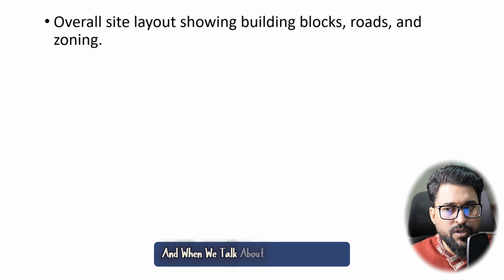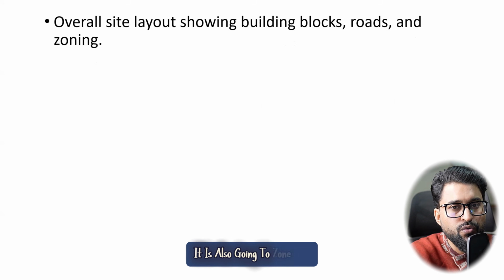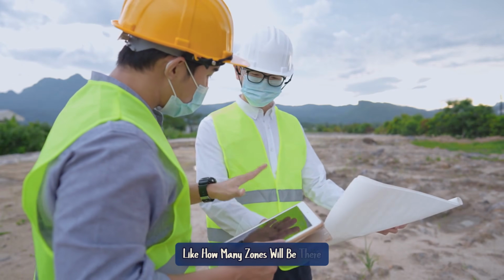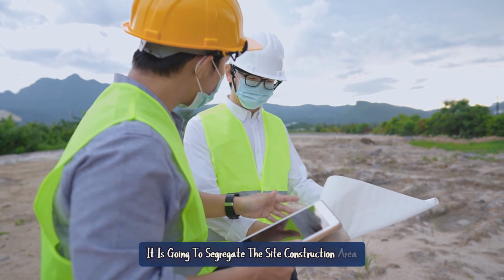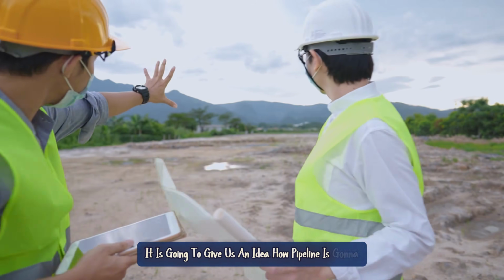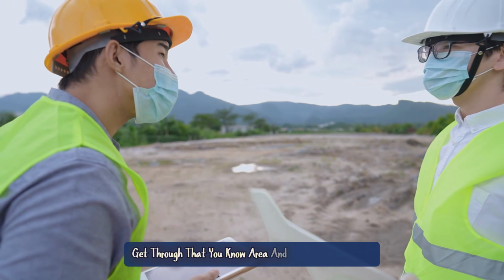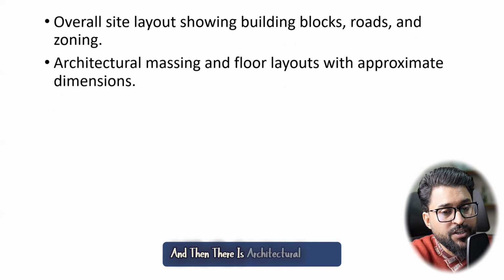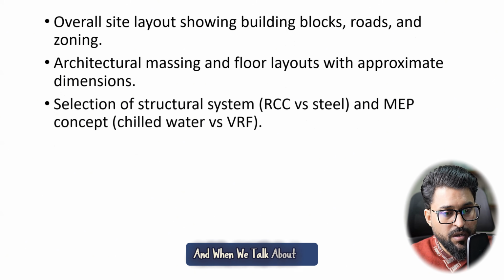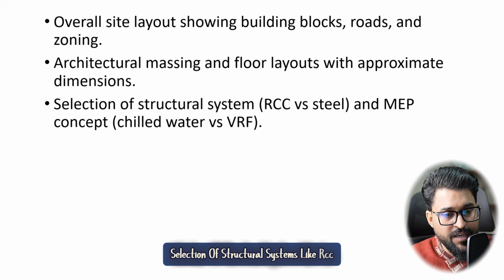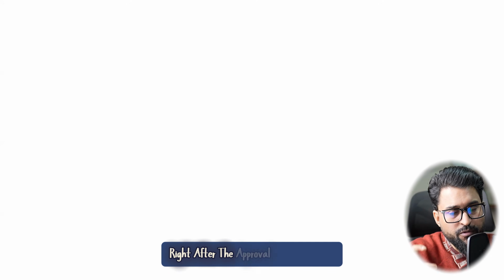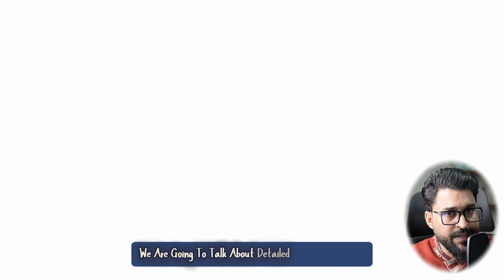And when we talk about basic designing, it is also going to make zoning of that site area, like how many zones will be there. It is going to segregate the site construction area, or if there is an oil and gas project, it is going to give us an idea how the pipeline is going to get through that area and something like that. And then there are architectural massing and floor layouts with approximate dimensions. And when we talk about selection of structural systems like RCC, MEP, all these things will be discussed in our basic design. Right after the approval of basic design, we are going to talk about detailed engineering design.